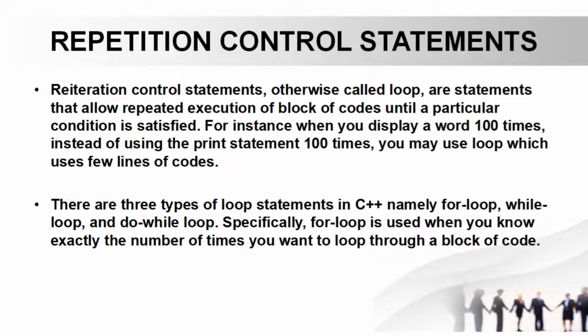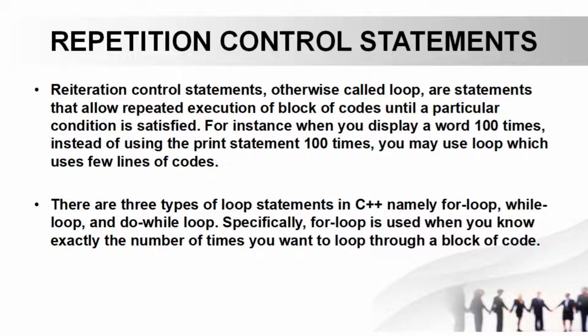Repetition control statements. Repetition control statements, otherwise called loops, are statements that allow repeated execution of a block of code until a particular condition is satisfied. For instance, when you display a word 100 times, instead of using a print statement 100 times, you may use a loop, which uses few lines of code. There are three types of loop statements in C++, namely for loop, while loop, and do while loop.